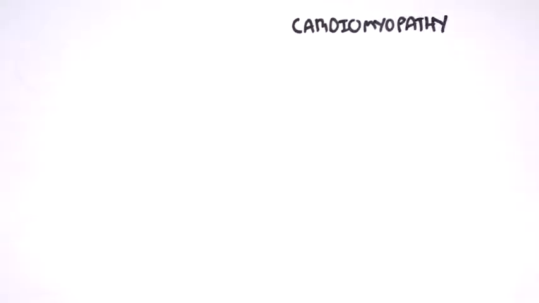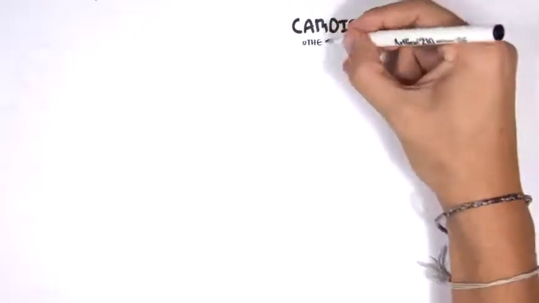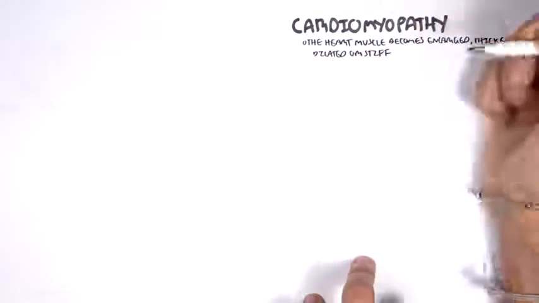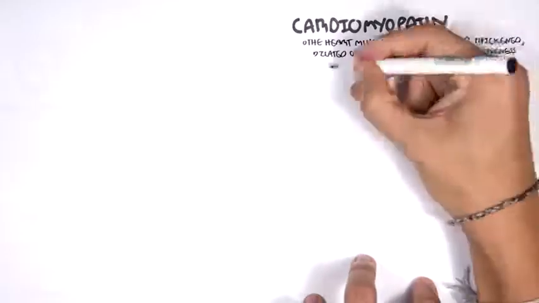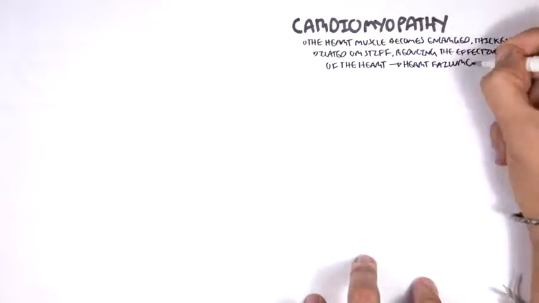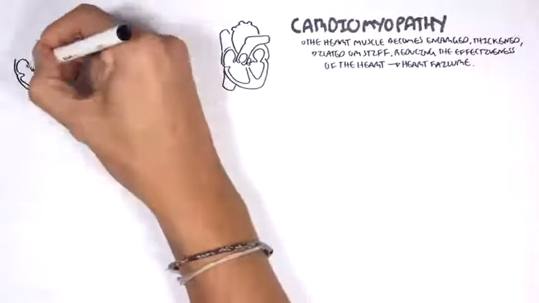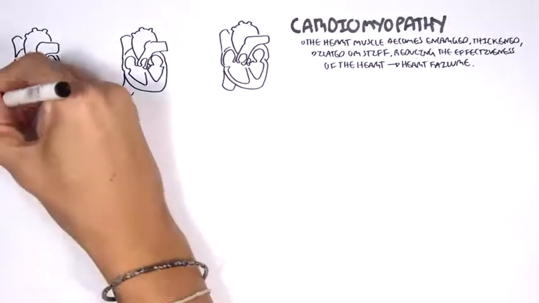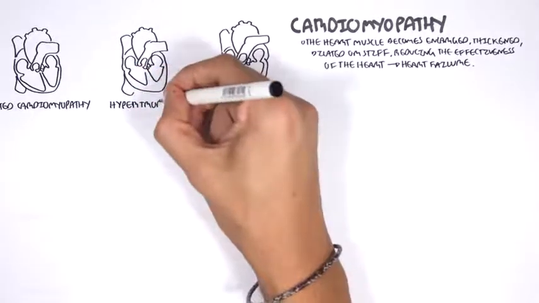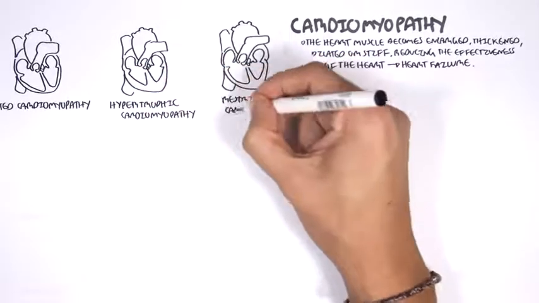The next cardiovascular disease is cardiomyopathies. Now, cardiomyopathies involve the muscles of the heart, hence cardio, heart, myo, muscle, pathy, abnormality. So cardiomyopathy is where the heart muscles become enlarged, thickened, or stiff, reducing the effectiveness of the heart, leading to heart failure. There are three main types of cardiomyopathies: dilated cardiomyopathy, hypertrophic cardiomyopathy, and restrictive cardiomyopathy.